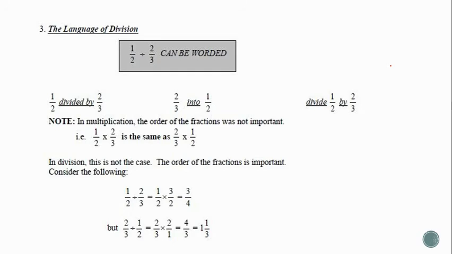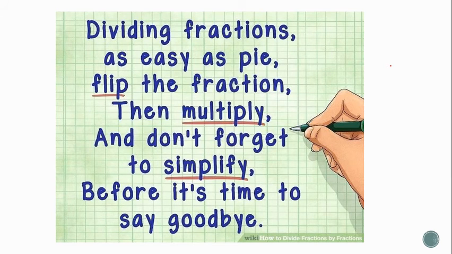So consider the following. If we have 1/2 divided by 2/3, we're going to flip that 2/3 to be 3/2, we're going to get 3/4. But if we take 2/3 divided by 1/2, flip the 1/2 so it's 2/1, we're going to wind up with 4/3, which becomes a mixed number of 1 and 1/3. So dividing fractions, as easy as pie, flip the fractions, then multiply. And don't forget to simplify before it's time to say goodbye.